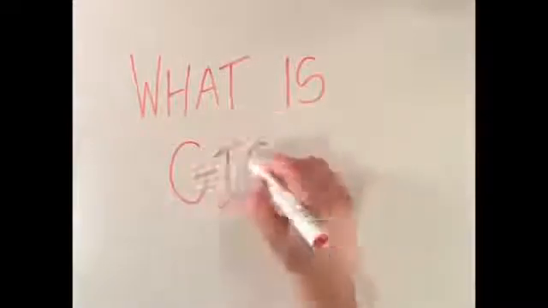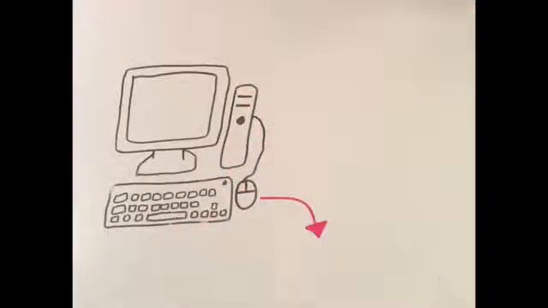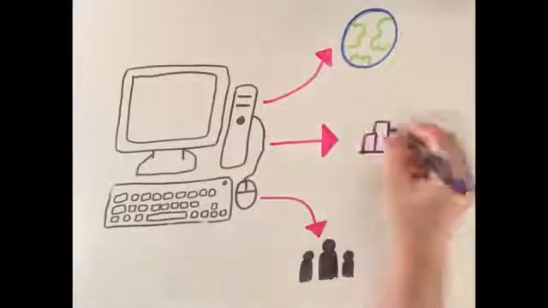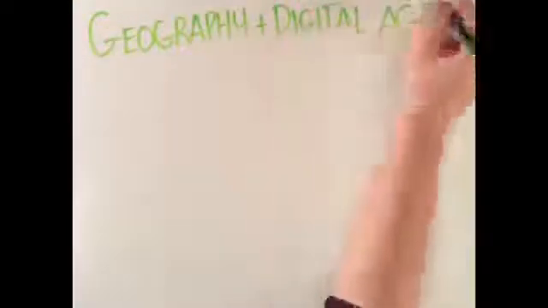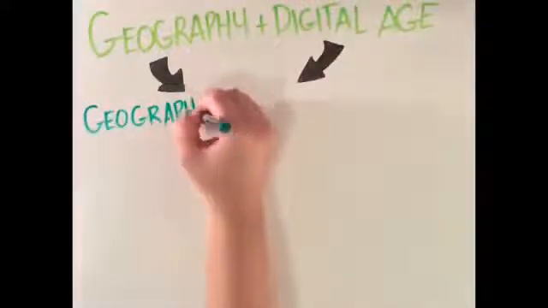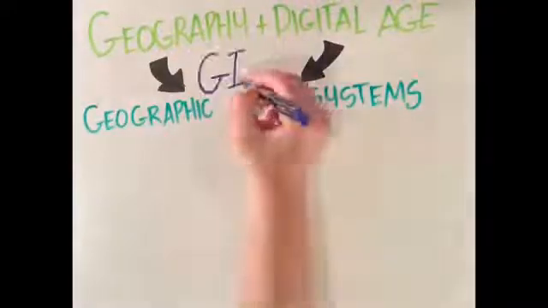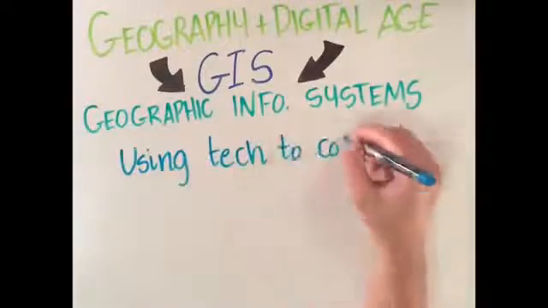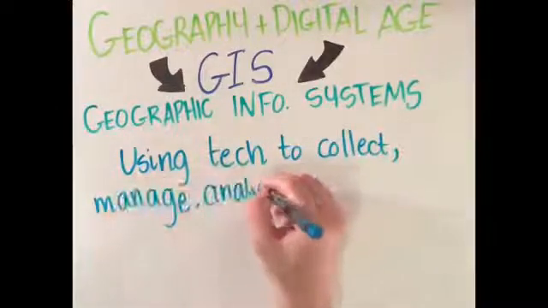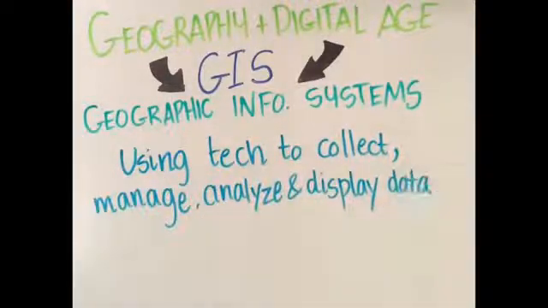What is GIS? The 21st century has brought with it many exciting technologies. The advent of the computer has allowed us to connect with people around the world and has allowed many industries to create new technologies to improve their efficiencies. The geography world had its own response to the digital age, Geographic Information Systems, also known as GIS. GIS is the use of technology to collect, manage, analyze, and display data.